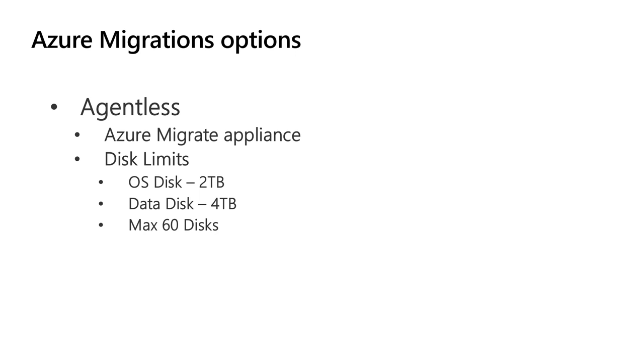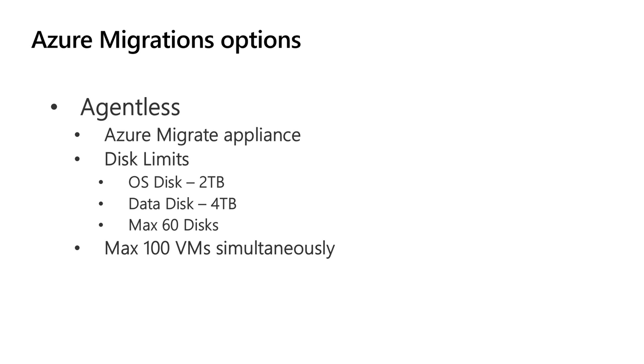So one of the things that you need to make sure is on your VMware environment, the disk size. So the OS disk is about the same, so you have the limits of 2 terabytes, okay? Although on agentless, you have a data disk of 4 terabytes, okay? And that is one of the big differences from the agentless to agent-based. The other one is this only allows a maximum of 60 disks, okay? So all of this is available, again, on the Microsoft documentation.